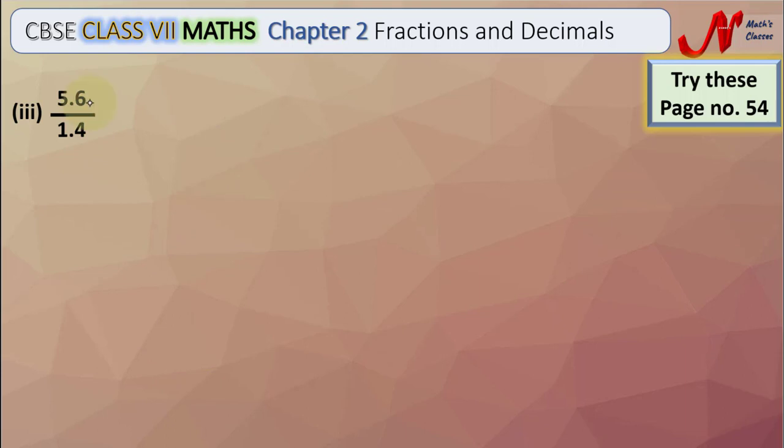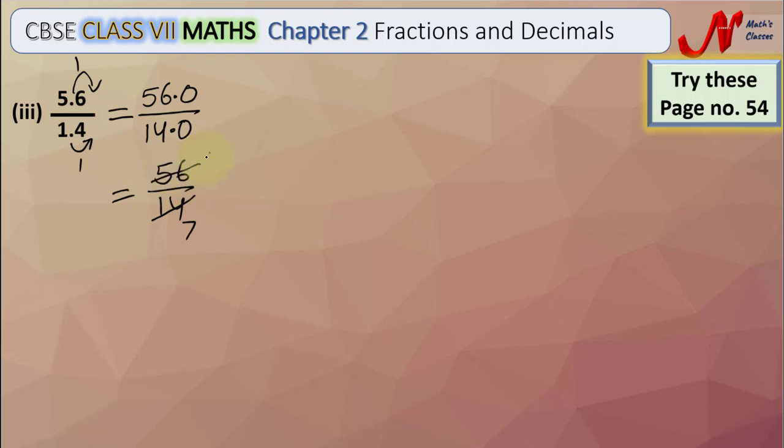Now we find the value of 5.6 by 1.4. To find this value, we shift the decimal point one place to the right, and in the numerator also we shift the decimal point one place to the right. So it can be written as 56.0 divided by 14.0, which can also be written as 56 by 14. By cancelling: 2 sevens are 14, 2 twos are 4, 2 eights are 16, 7 ones are 7, 4s are 28. So it can be written as 4 by 1, which is equal to 4. Therefore 5.6 by 1.4 is equal to 4.